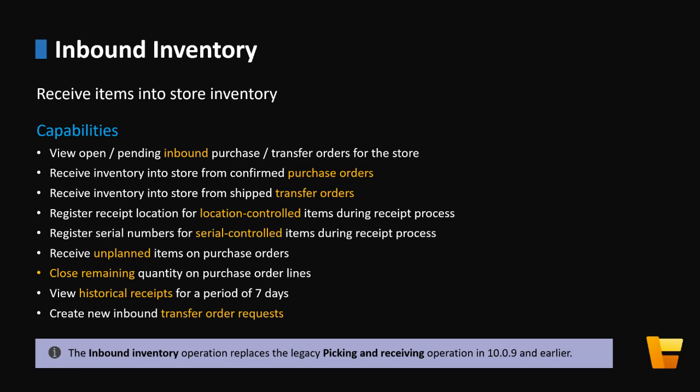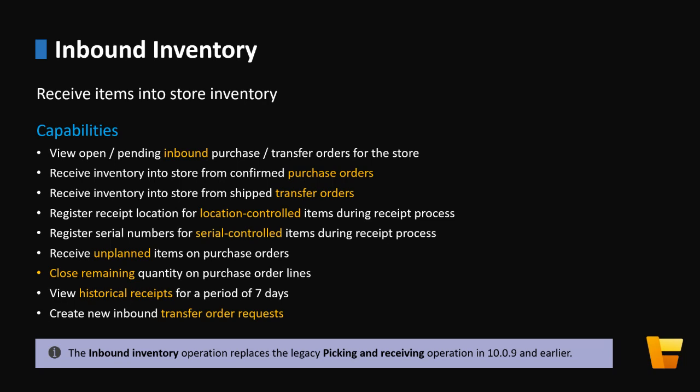You can also receive unplanned items which were not originally on the purchase order, or close the remaining quantity if the shipper or vendor has confirmed that they cannot ship the full quantity as requested. In this operation, you can also check the historical receipt for a period of 7 days. And lastly, this operation gives you the ability to create new inbound orders to request inventory to be transferred from other stores or warehouses to your store.